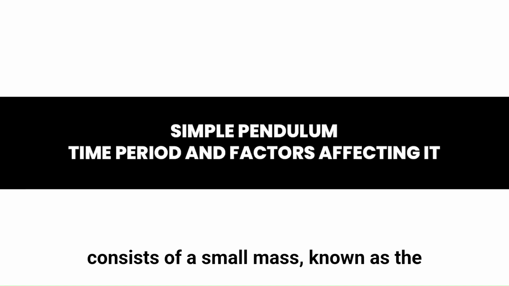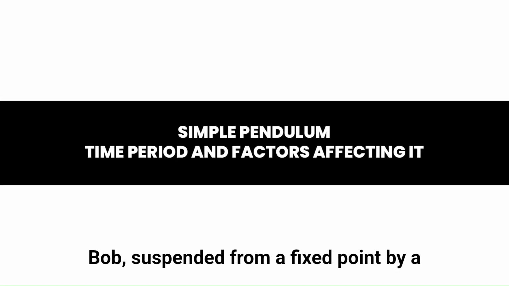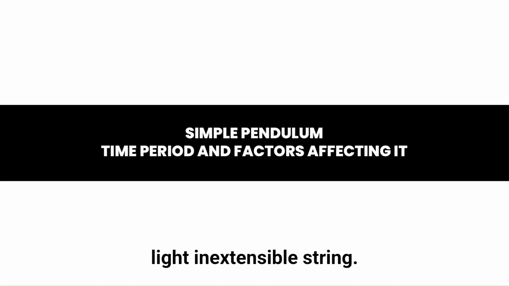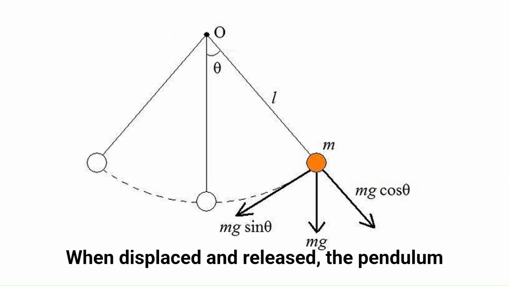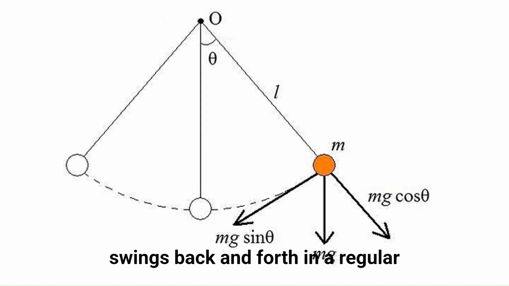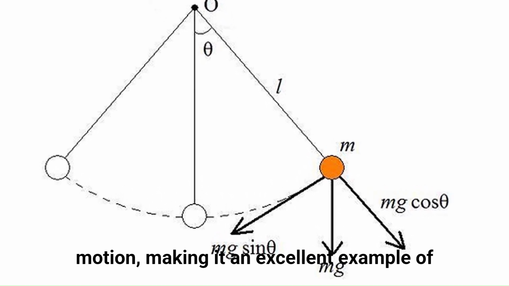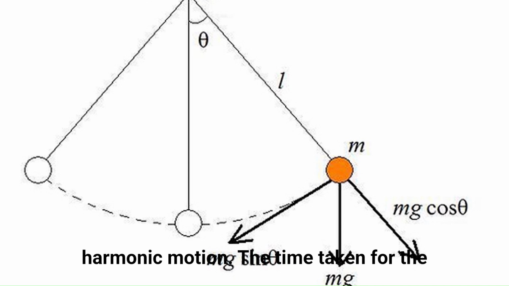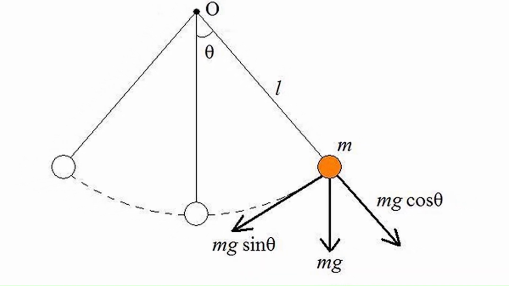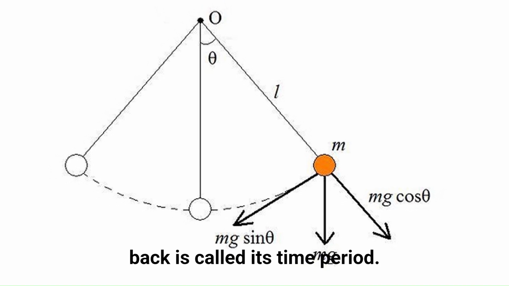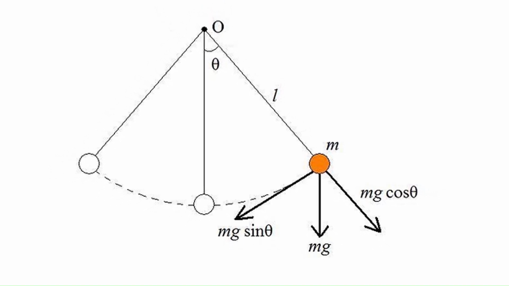A simple pendulum consists of a small mass, known as the bob, suspended from a fixed point by a light, inextensible string. When displaced and released, the pendulum swings back and forth in a regular motion, making it an excellent example of harmonic motion. The time taken for the pendulum to complete one full oscillation, moving from one side to the other and back, is called its time period.